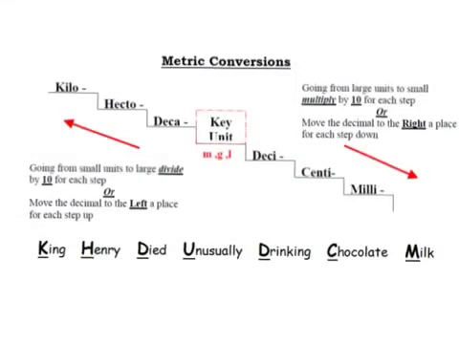Okay, here we have a chart on the metric conversions, and it shows the kilo, the hecto, the deca, the key units, which are meters, grams, and liters, deci, centi, and milli, and there's an acronym. King Henry died unusually drinking chocolate milk, where the K goes with the kilo, the H goes with the hecto, the D goes with the deca, the U goes with the unit, the D goes with deci, the C goes with centi, and the M goes with milli.